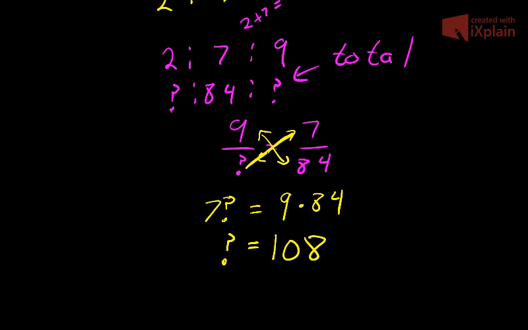So that's pretty much all we have for today. Being able to, one more time, add this third column to be able to find the total, and then just using it like a normal ratio with our cross products. That's all I got.